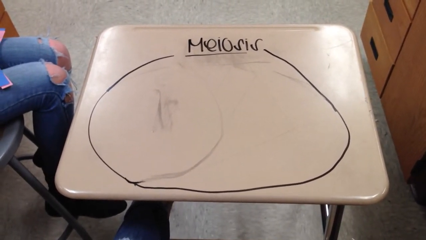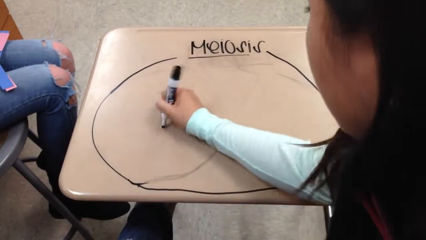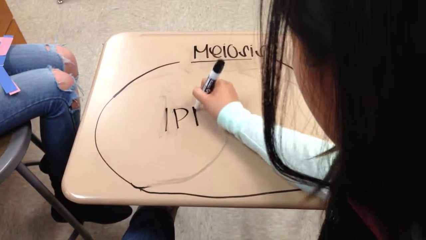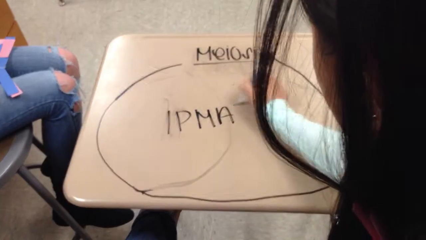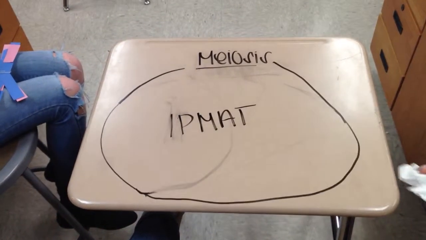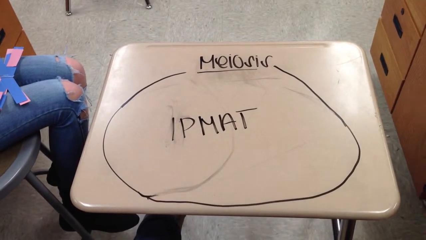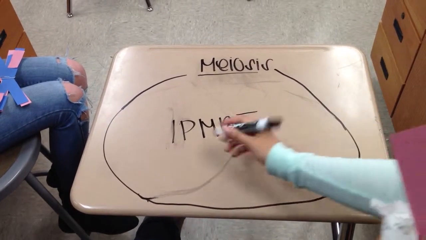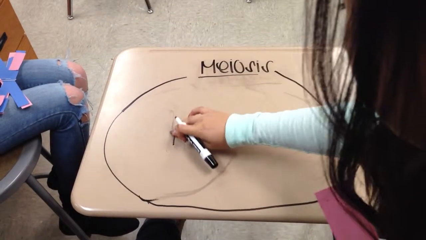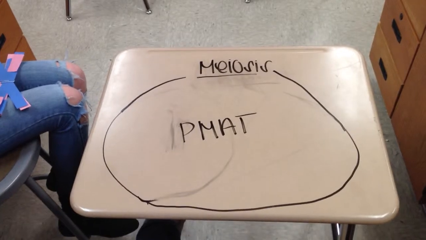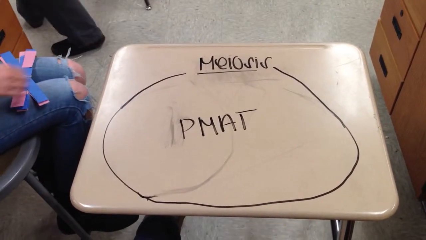Meiosis 1 consists of the stages IT-MAT: interphase, prophase 1, metaphase 1, anaphase 1, and telophase 1. Then, in meiosis 2, the process repeats except interphase is no longer included. This becomes PMAT: prophase 2, metaphase 2, anaphase 2, and telophase 2.